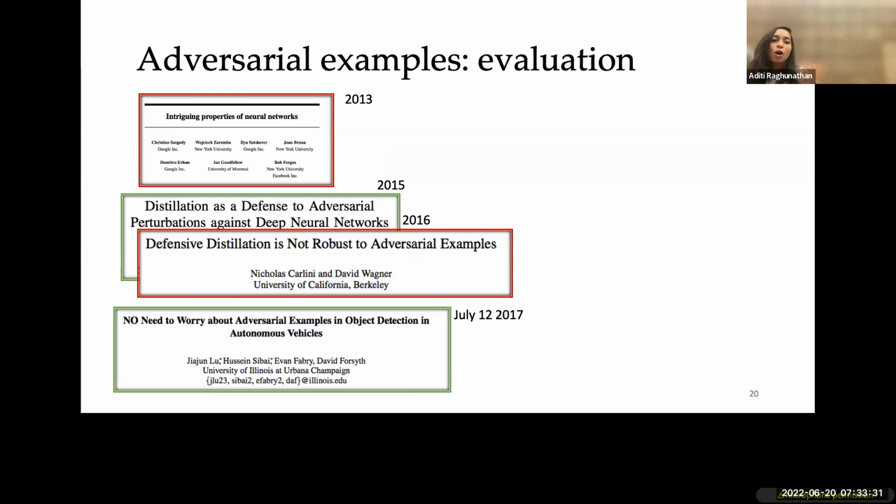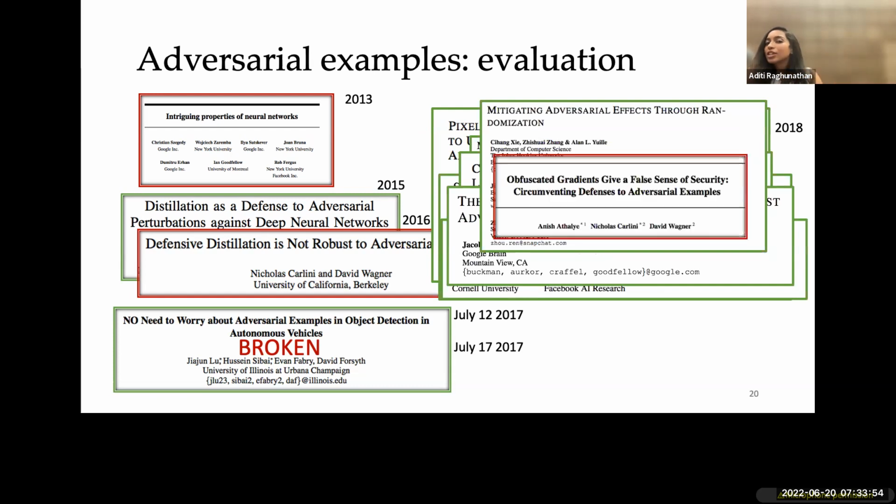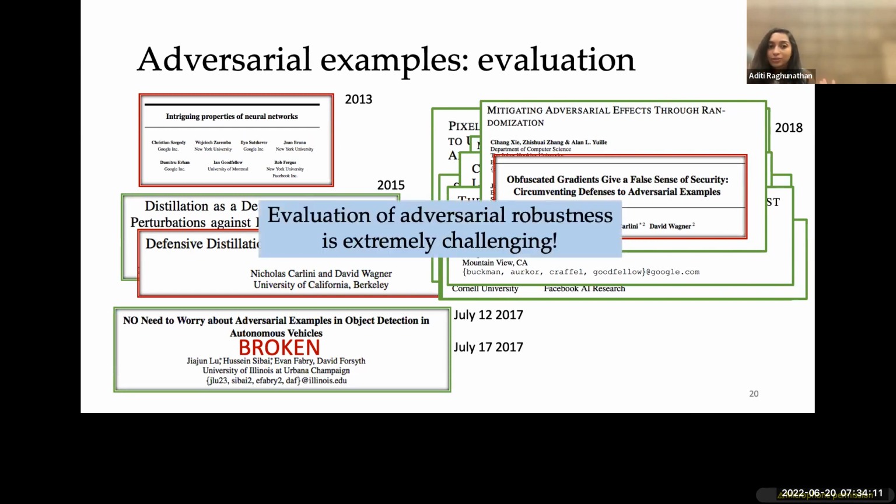For example, there's a blog post that claimed on July 12th that we don't have to worry about adversarial examples because if you had multiple views or different depths and so on, these things disappear. And just 5 days later, this was shown to be broken. In 2018, there was a striking phenomenon where 7 papers published at ICLR were all broken before the next deadline of ICML. So adversarial examples are nice, you can write down this worst case thing, but how do you actually evaluate it? That seems to be quite challenging.